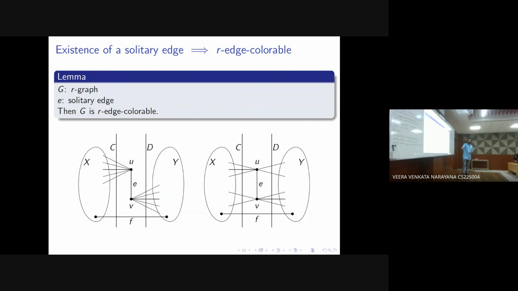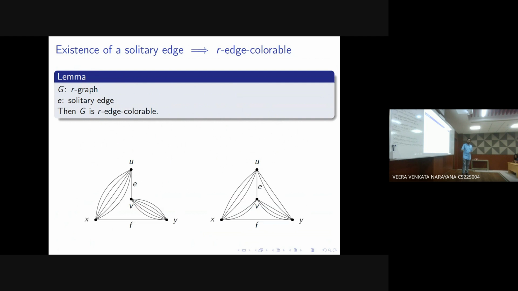If the cardinality of X is 1, all these edges will go here and all these edges will go here, and the same for this. It is easy to observe that in this case these two are r-edge-colorable, because it's a C4 plus one perfect matching multiplied, and it's a K4 plus 2 perfect matchings multiplied. So you'll get the color classes like that.